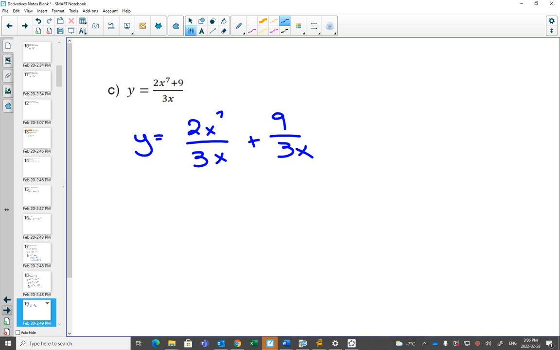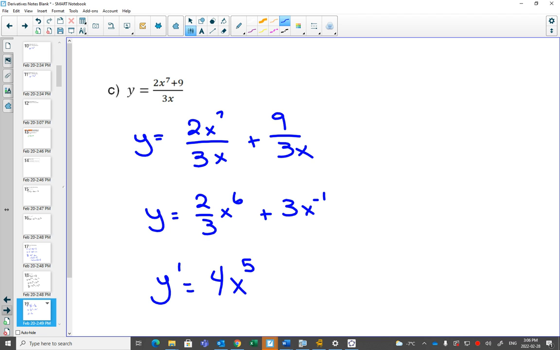Then, can I simplify the first one? Yes, it would become 2/3 x to the 6. Can I simplify the second one? Well, 9 divided by 3 is 3, and I have an x on the bottom. What can I do with an x on the bottom? I can change it to an x to the minus 1. And from there, I could do the derivative, bring the 6 out in front. That'll give me 4. Subtract 1 from the exponent, bring the negative 1 out in front. That'll give me negative 3. Subtract 1 from the exponent, and I'm done.